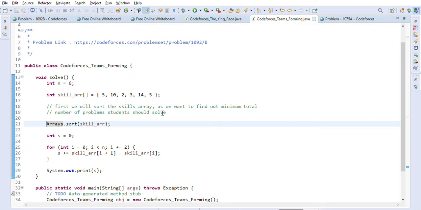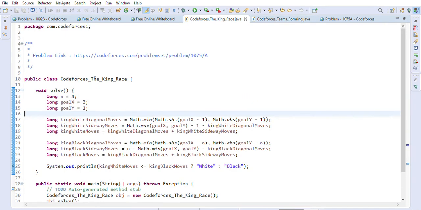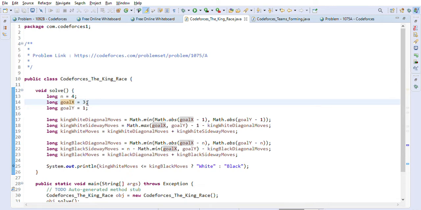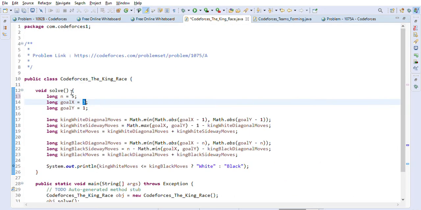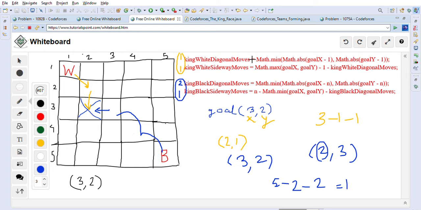So let's look at the Java code now. So this is the Java code for the king's race. This one is given to us. So let's just take our example first and then we will take another example. In our example it is 3 comma 1 and 5. We will calculate first the number of moves as I showed you here. First we will find out diagonal moves and then sideway moves, right? And then we will add them. So that same thing we are doing here.